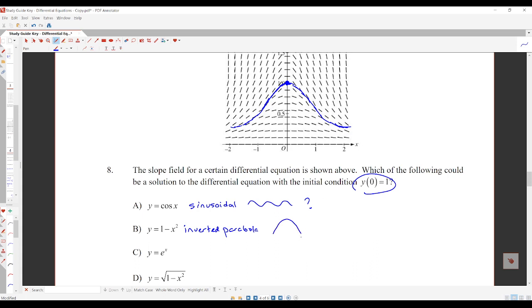And again, this here curves up. A parabola does not. A parabola gets steeper and steeper on either end. So B is out. Again, we know what e to the x looks like. e to the x looks something like this. This is definitely not e to the x.